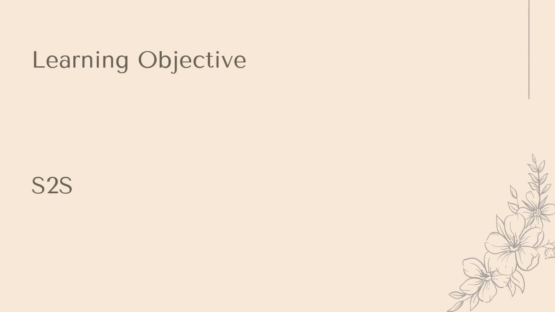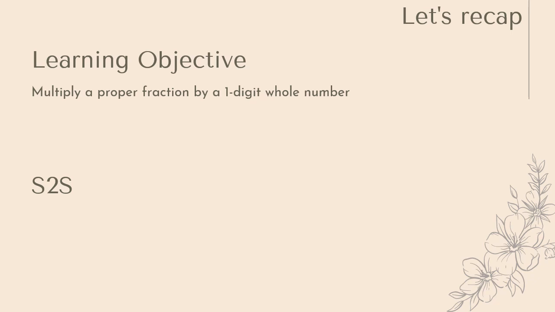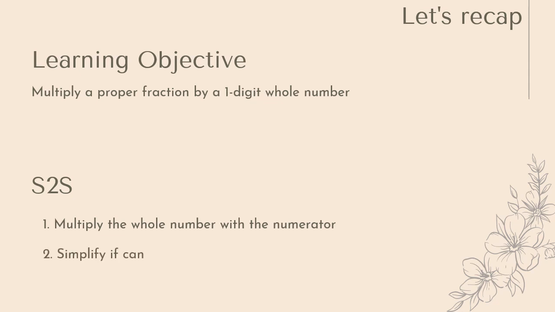So let's quickly recap our learning objective and SOS for today. Today we are multiplying a proper fraction by a one-digit whole number. Our SOS for today is pretty simple. The first one is we are going to multiply the whole number with the numerator only. Step 2, simplify if you can.